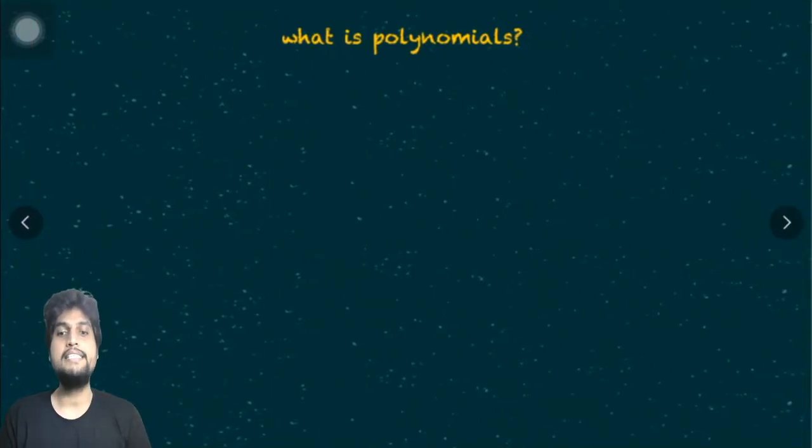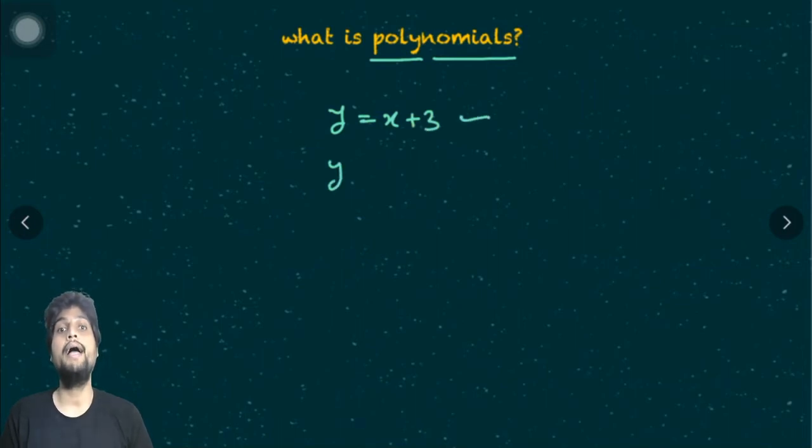So as the name suggests, poly means multiple and nomial means terms. An algebraic expression which has multiple terms is called a polynomial. What do we mean by multiple terms? Let's consider this: y is equal to x plus 3. Here x and 3 are two different terms. So we call this a polynomial.